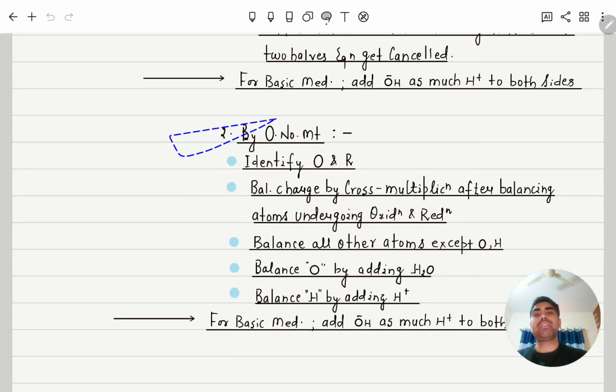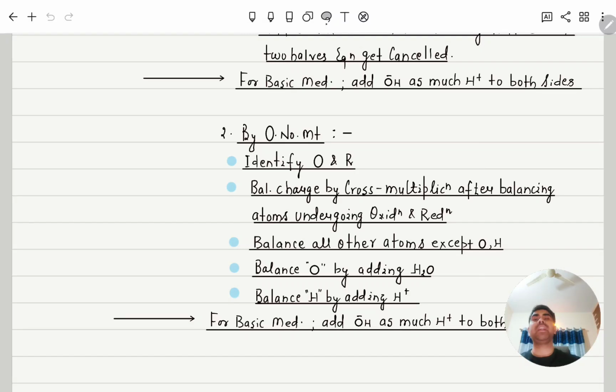Here is the second method by which we can also balance. Here what we have to do is identify oxidation and reduction, where oxidation is happening and where reduction is happening, through oxidation number. Then balance charge, meaning for those atoms which are getting oxidized and those atoms which are getting reduced, balance charge by cross multiplication after balancing the atoms undergoing oxidation and reduction.